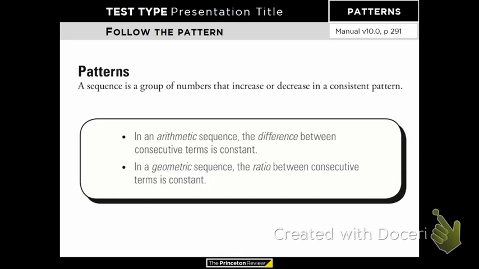Looking at patterns. Remember that we've talked about the difference between arithmetic and geometric sequences, right? If it's an arithmetic sequence, there's a constant difference. And then with geometric, it's a constant ratio. With arithmetic, you're adding or subtracting. With geometric, you're multiplying or dividing.